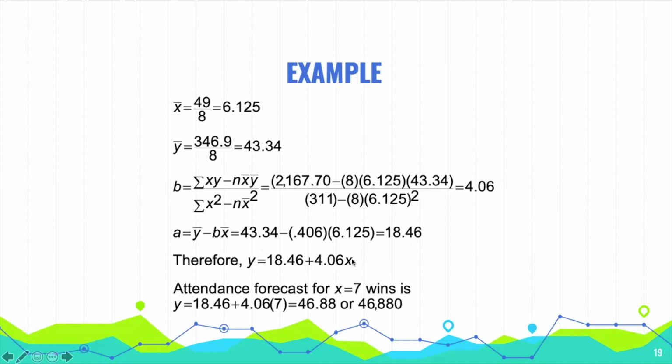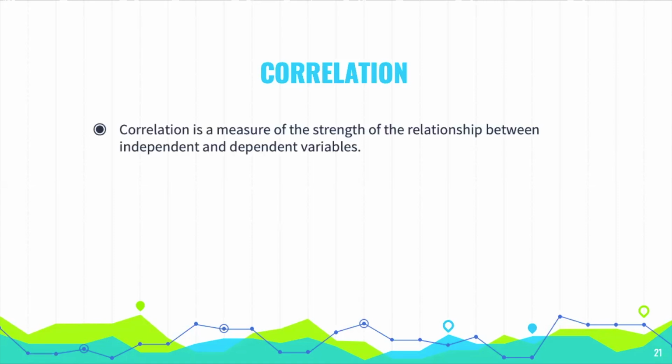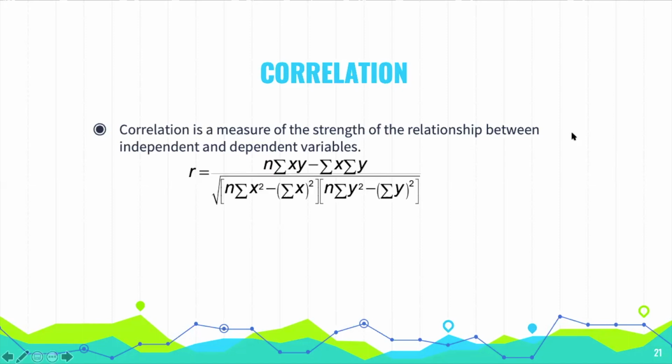Meaning, every time meron ka ng number of wins, pwede mo nang i-forecast ilan yung magiging attendance mo. So for example, if you have 7 wins, when you substitute 7 sa formula, the attendance will be 46,880. That is manual. Later, we will see how to do it in MS Excel. Now, we need to remember this concept, the correlation. What is a correlation? Correlation is a measure of the strength of the relationship between independent and dependent variables. The formula is something like this.